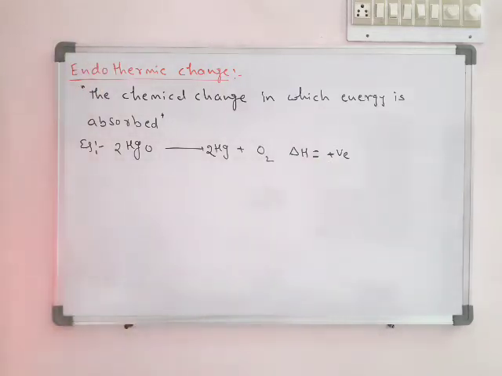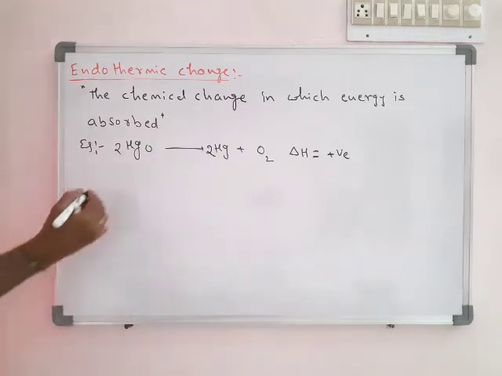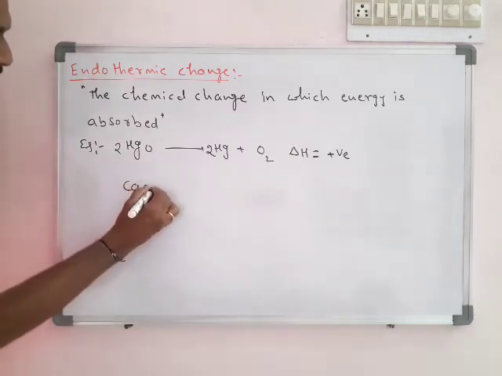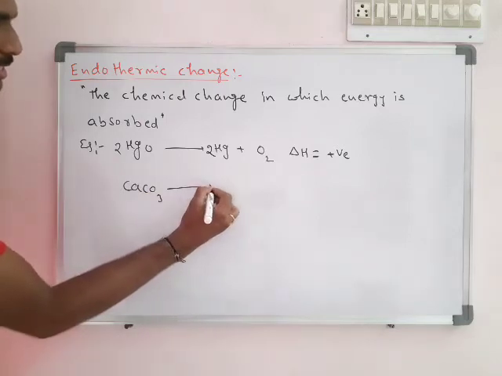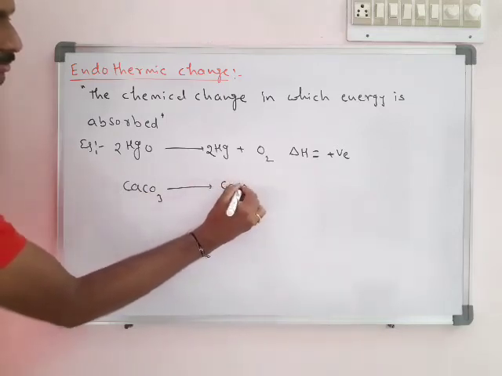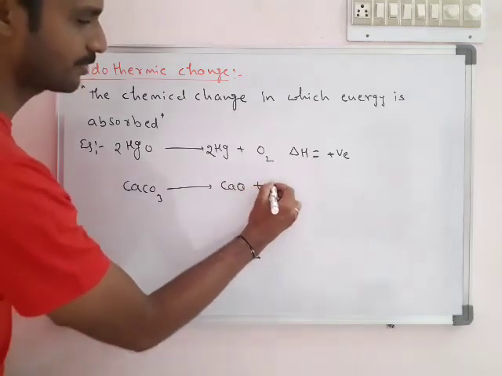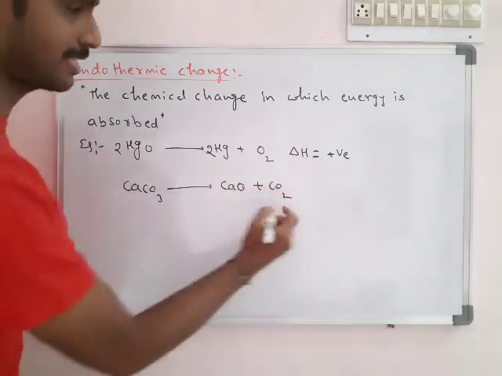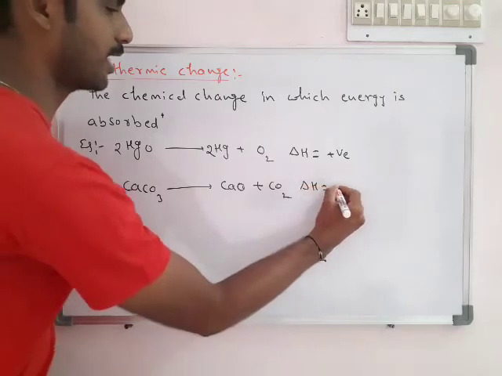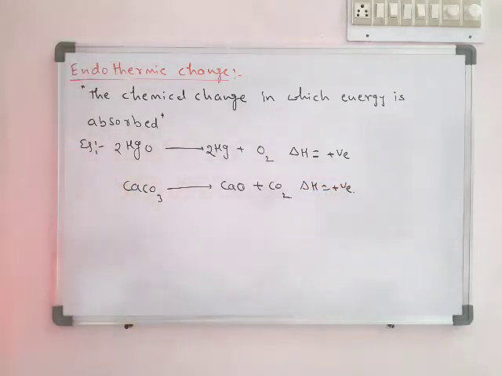Next, even the calcium carbonate we discussed today. Calcium carbonate on heating forms calcium oxide and carbon dioxide. It is already balanced. So here also delta H is positive. It also takes place just by heating only.